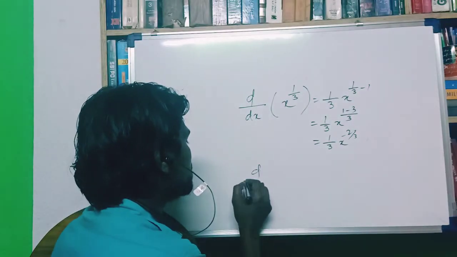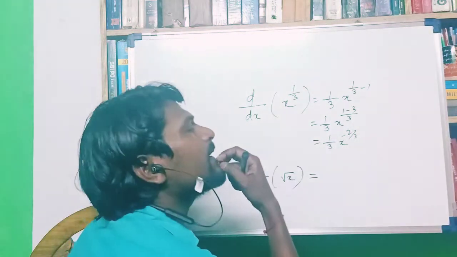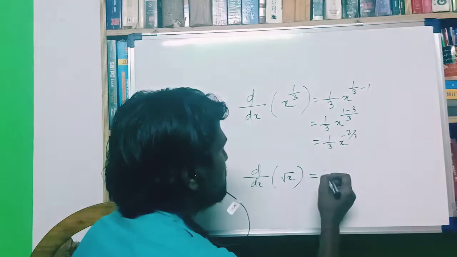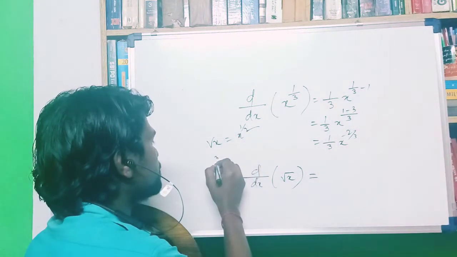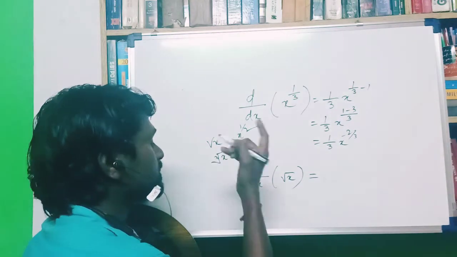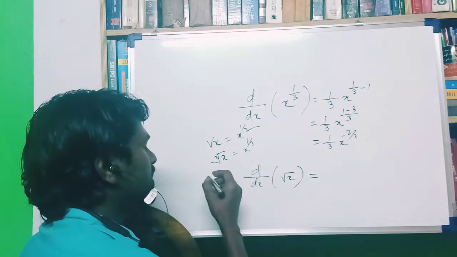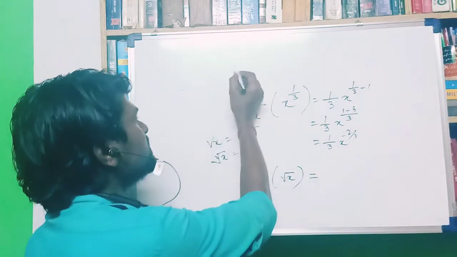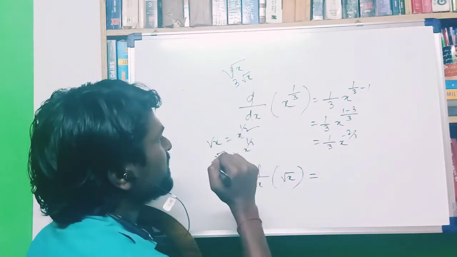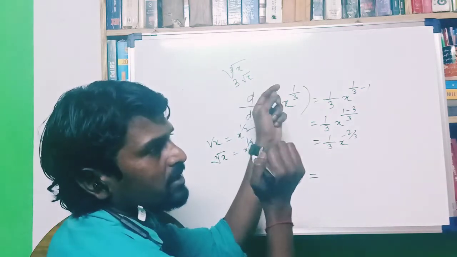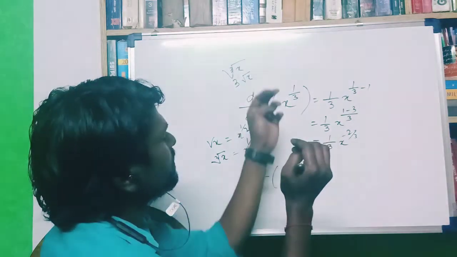Similarly, d/dx of x to the power of half: root x means x to the power of half, so root x equals x to the power of half. The cube root of x is not similar to 3 root x. You have to take the difference: 3 root x means 3 multiplied by root x, and the cube root of x means x to the power of 1/3.